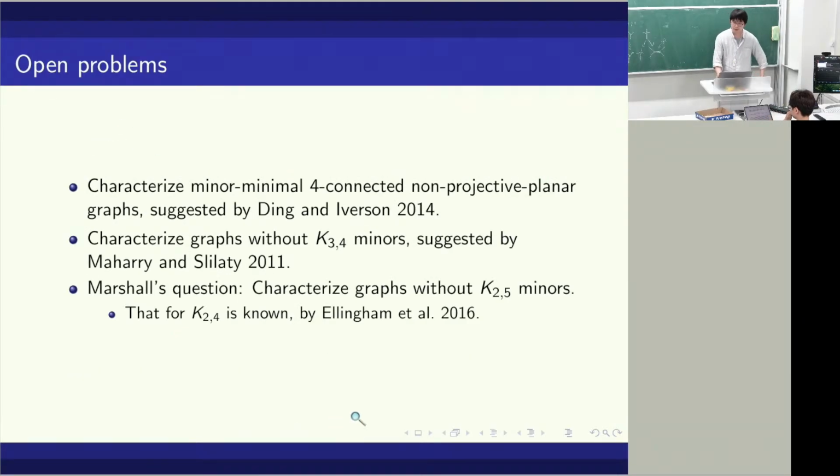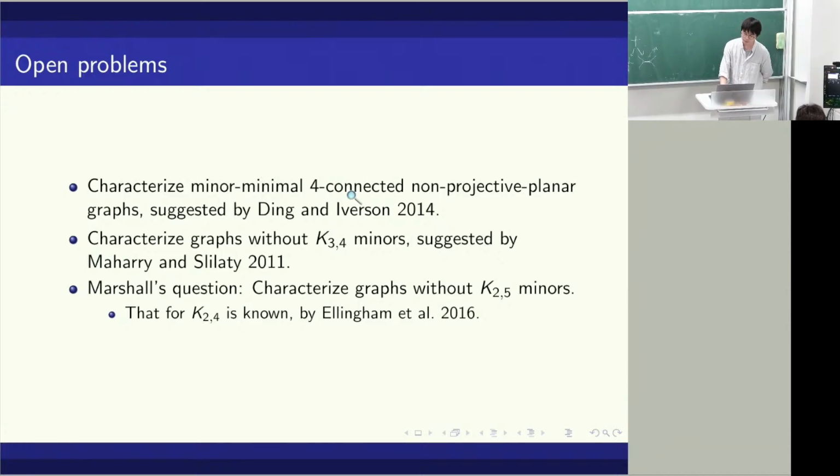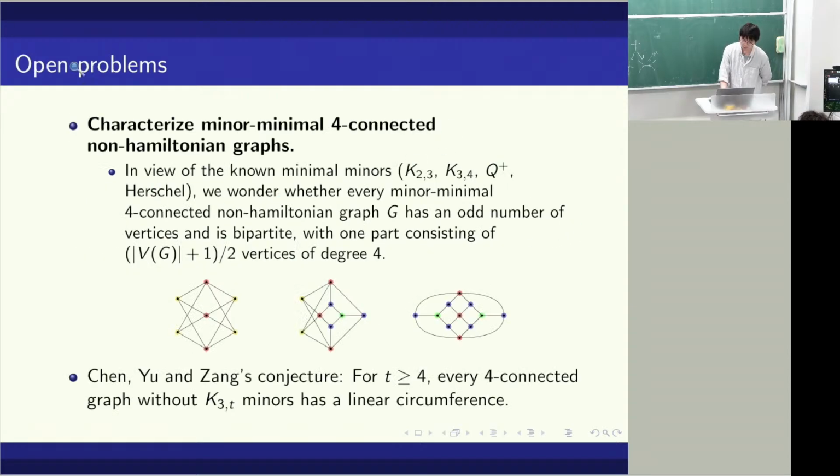There are some other related open problems. For example, how to characterize minor minimum 4 connected non-projective planar graphs, which was suggested by Ding and Iverson. They proved it for the internally 4 connected case. And actually in our proof, we use the result by Robertson, Seymour, and Thomas on characterizing minor minimum 3 connected non-projective planar graphs. So I think it's closely related to our main problem.